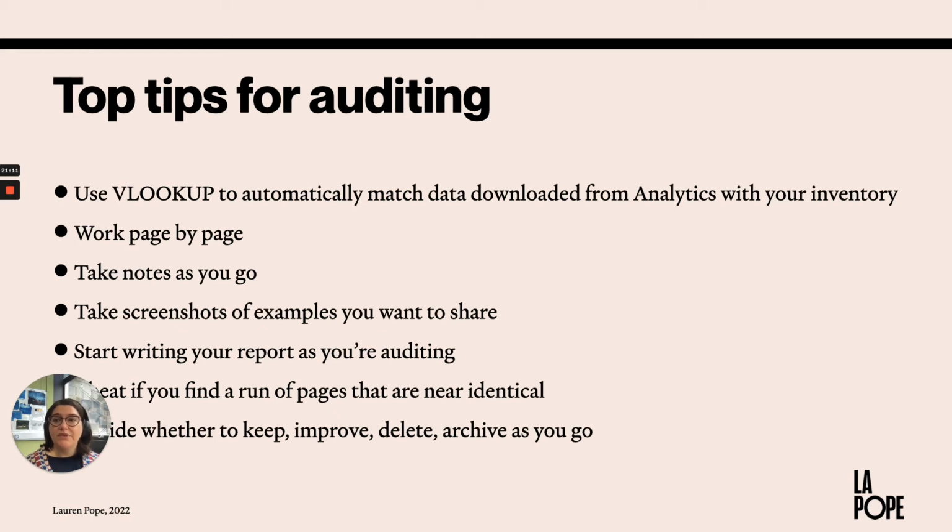The first one is use VLOOKUP to automatically match data in your spreadsheet. When I first started auditing, I didn't realize that this was a thing. Maybe you've known about it for ages and you think I'm an idiot for not realizing this sooner. But what this formula will do is, if you've got a URL, it will go and look for that URL in another spreadsheet and pull out the data. So if you've got one tab in your spreadsheet which is all your data from Google Analytics, VLOOKUP will then pull that into your inventory for you. And that's all part of the templates in the toolkit.